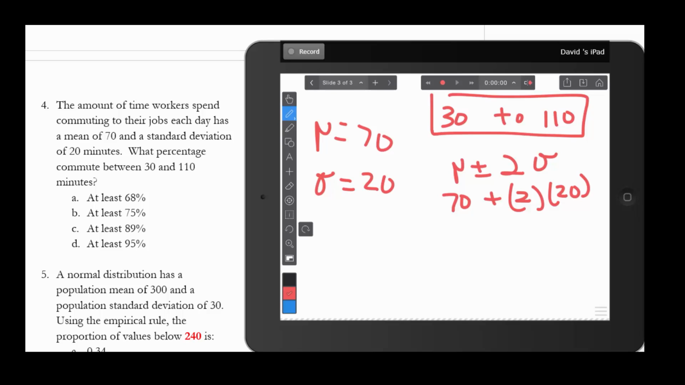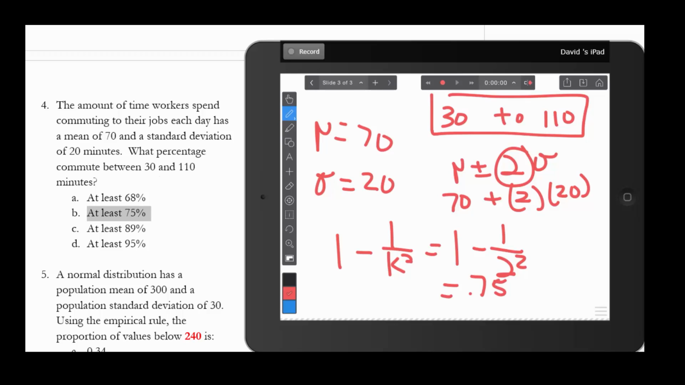So when you don't have a normal population, use Chebyshev's rule, which is if you take the number of standard deviations, you will have 1 minus 1 over k squared proportion of the data in that interval. So 1 minus 1 over 2 squared, that's the 2 right here, will give you 0.75. So you have 75% of the data, and that is option B, the answer on that one.